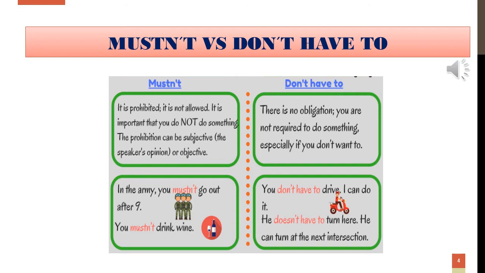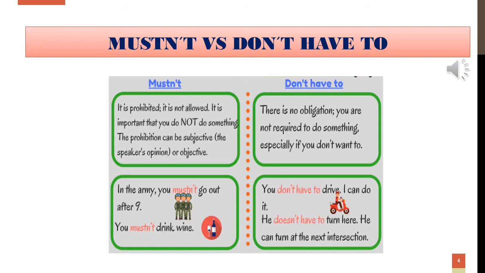Now we have mustn't versus don't have to. And this is the negative form. We have mustn't and we have don't have to. When something is prohibited and is not allowed, in this case you use mustn't. Or it is important that you don't do something. The prohibition can be subjective, the speaker's opinion, or objective. Okay? For example, in the army, you mustn't go out after 9. Or you mustn't drink wine. It's a prohibition. You don't have to do this thing.